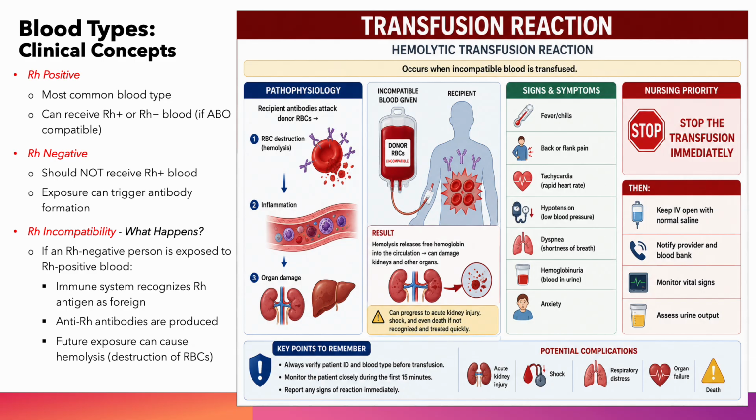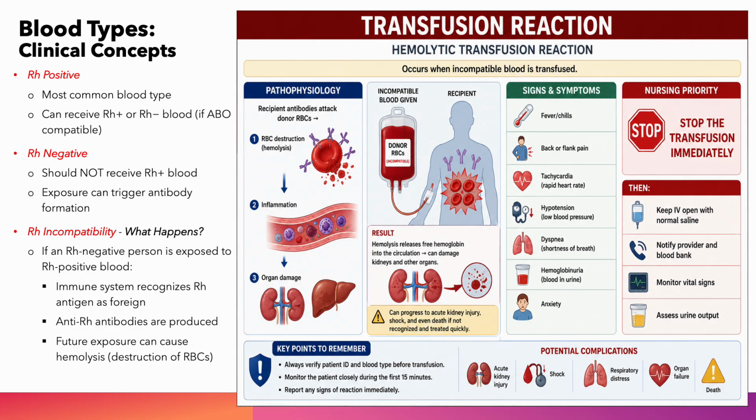Rh positive individuals have the Rh antigen, while Rh negative individuals do not. So an Rh negative patient should generally not receive Rh positive blood, because this exposure can trigger antibody formation. And future exposure then can lead to hemolysis, destruction of blood cells, and transfusion reactions. This is especially important during pregnancy, because Rh incompatibility can lead to hemolytic disease of the newborn.